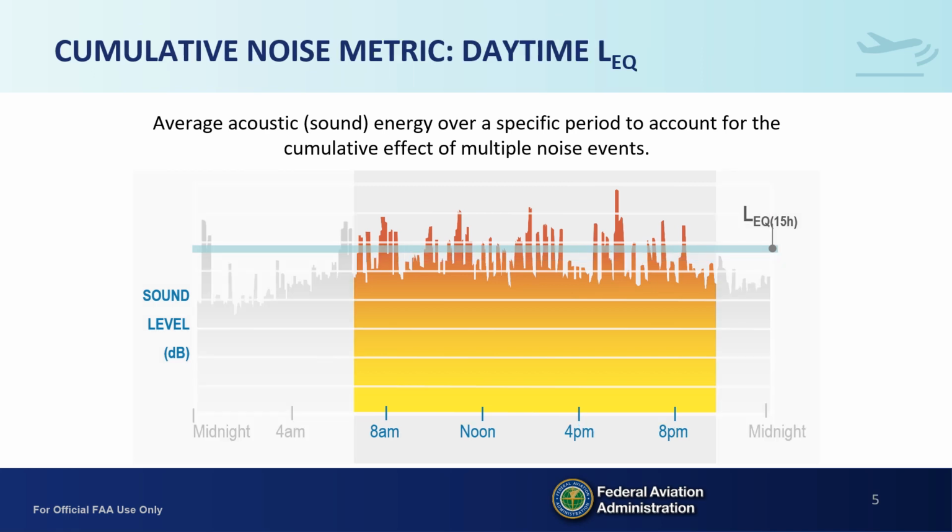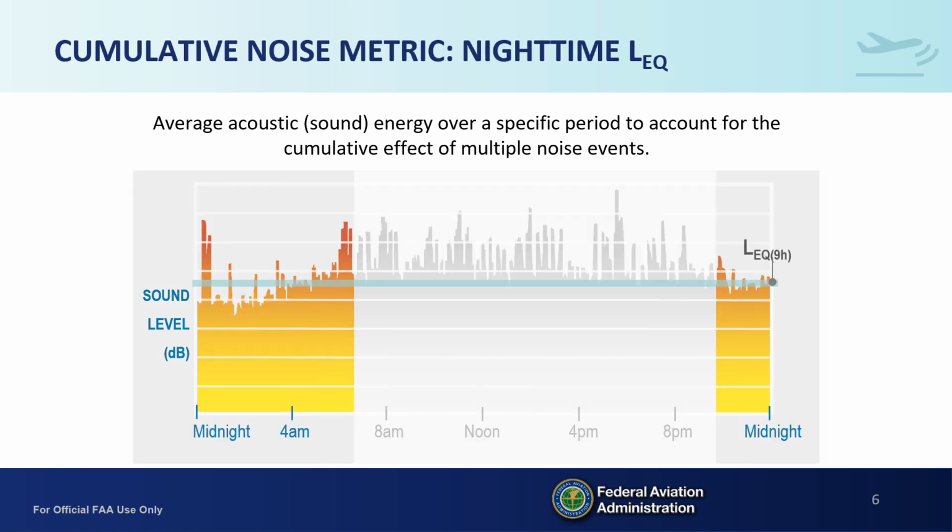In the example shown here, from 7 a.m. to 10 p.m., the daytime LEQ is energy averaged over 15 hours, while the nighttime LEQ is energy averaged over 9 hours. You can see that the time period over which the events are averaged can result in a different value.